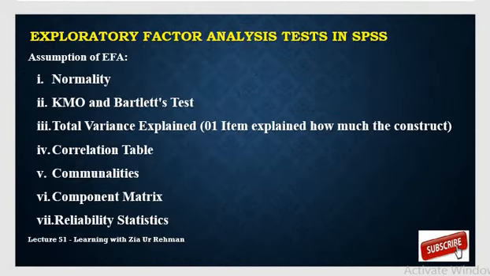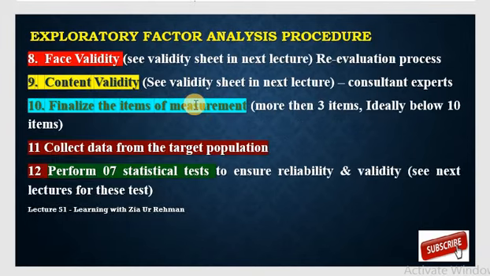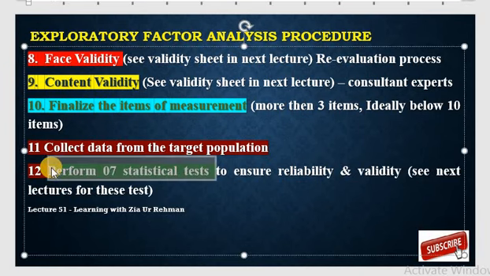What are these tests? We have already given a complete previous lecture on it. They are: normality, KMO and Bartlett test, total variance explained, correlation table, communalities, component matrix, and reliability statistics. So this is the complete procedure for the exploratory development of the measurement scale and performing exploratory factor analysis. How to perform the 7 statistical tests, please see our next lecture.